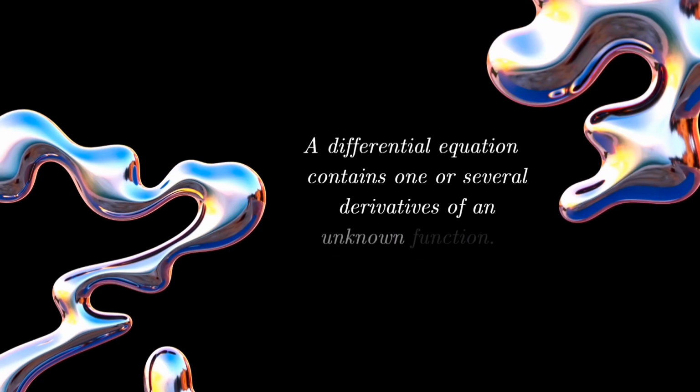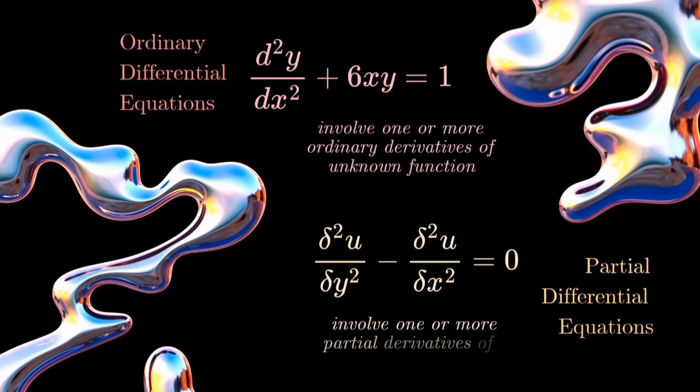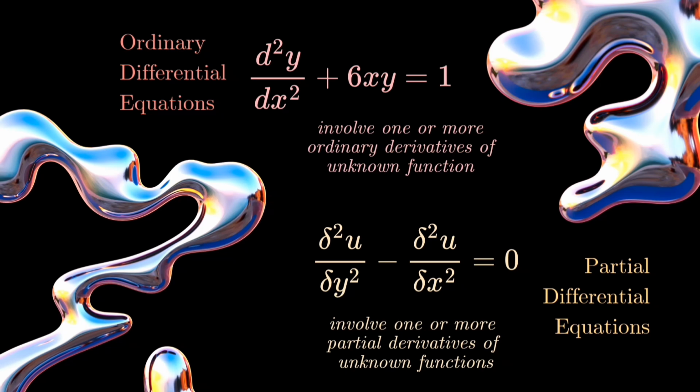A differential equation contains one or several derivatives of an unknown function. Differential equations can be divided into two different subsections, with the first one being ordinary differential equations, which involve one or more ordinary derivatives of unknown functions. As you can see here, it's d squared y over dx squared plus 6xy equals 1, whereas a partial differential equation involves one or more partial derivatives of unknown functions, as denoted here by delta.